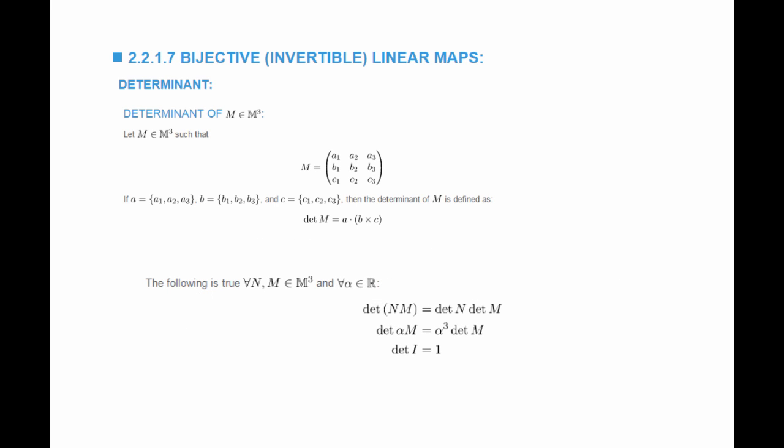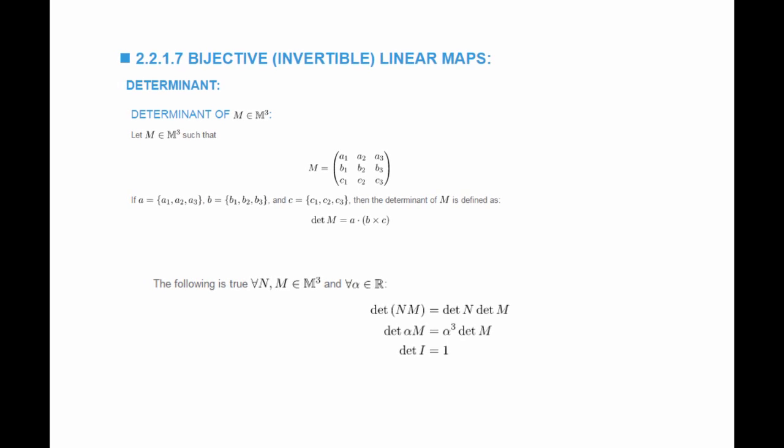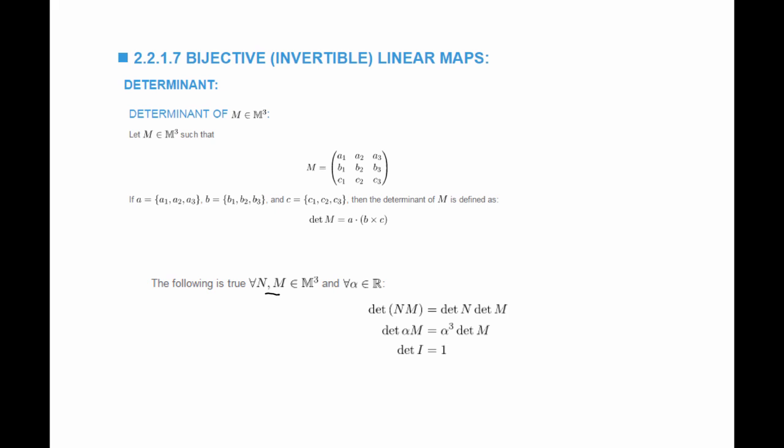Some properties of the determinant. Again, for M being a 3 by 3 matrix, for any two matrices N and M, for any alpha in R, the determinant of NM is equal to the determinant of N multiplied by the determinant of M, and the determinant of alpha M is equal to alpha cubed multiplied by the determinant of M, and the determinant of the identity matrix is equal to 1.